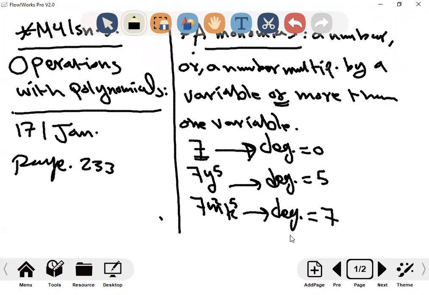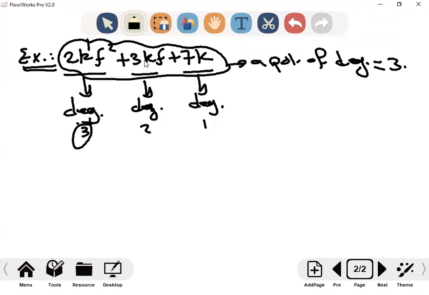We said a monomial can be a number, or a number multiplied by a variable, or a number multiplied by more than one variable. But here how many monomials do we have? 3 monomials. To find the degree of the monomials, if you have one variable, the degree is the degree of that variable. If you have a number, the degree is 0. If you have more than one variable, you add the exponents. And if you have more than one monomial, the degree will be the highest, the greatest degree. Got it?